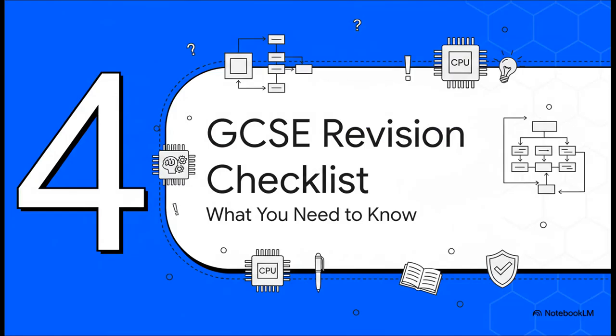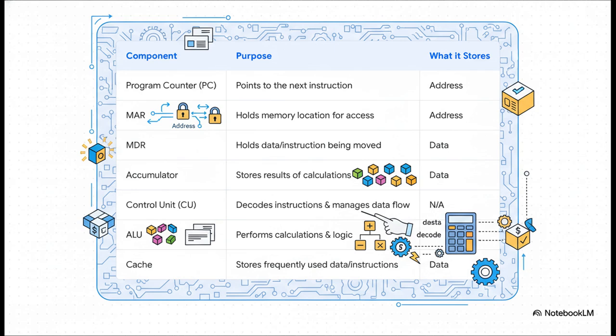Okay, let's switch gears a bit and get into some proper, focused revision. Everything we've covered is pulled directly from the GCSE specification, specifically OCR's J277. So let's boil it all down. What do you actually need to have locked in for your exam? This table right here is your ultimate cheat sheet.